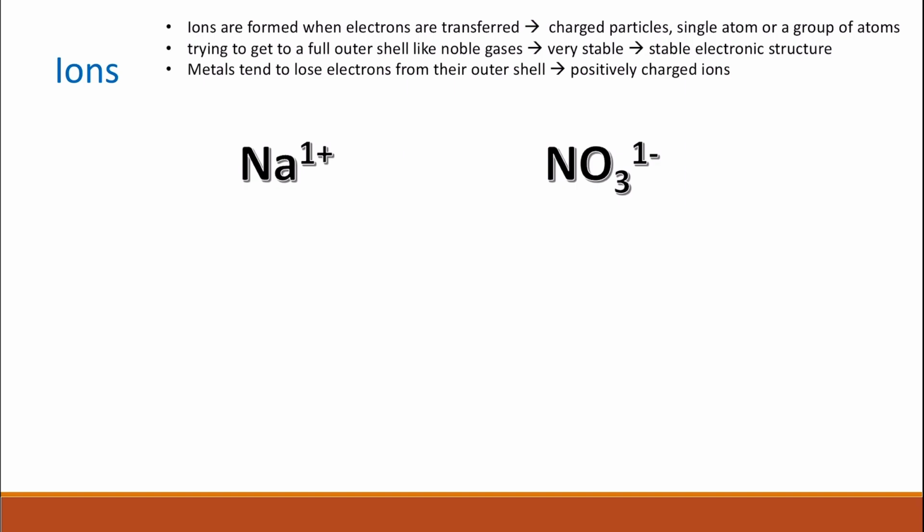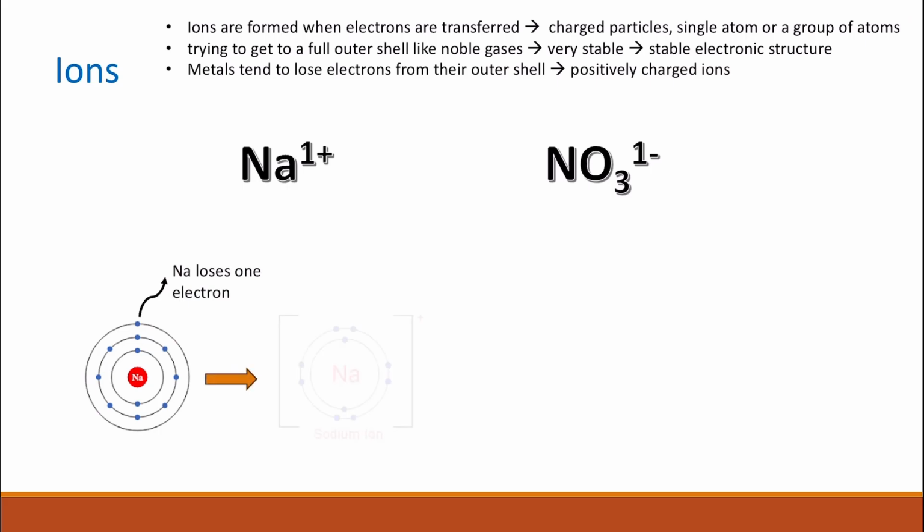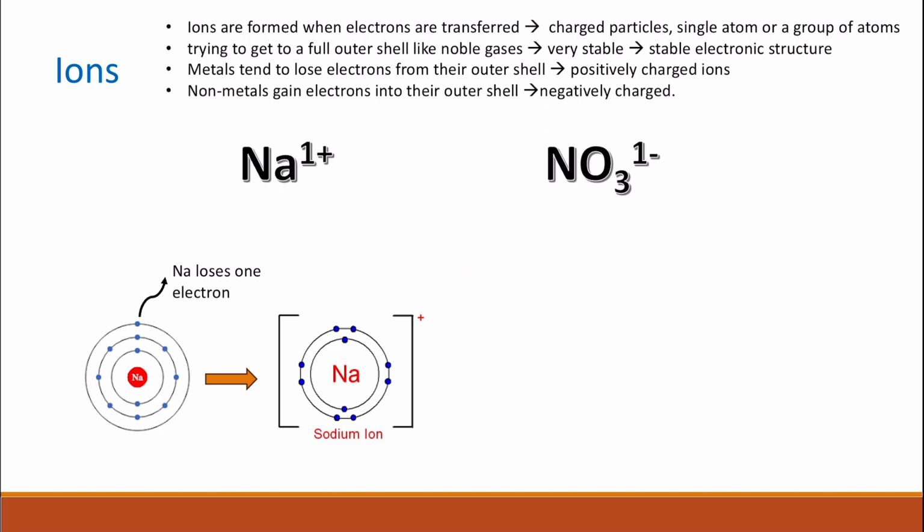When we look at metals like sodium, sodium has one electron in its outer shell. Sodium tends to lose this one electron, and as it does so, it will have a positive charge. It will give you a sodium ion with one positive charge, as the number of electrons now is less than the number of protons by 1. So it's 1+.